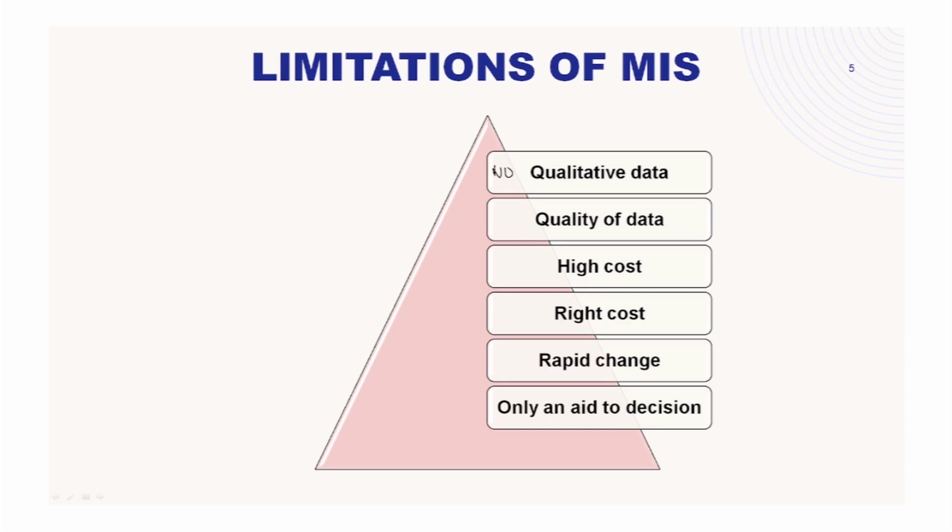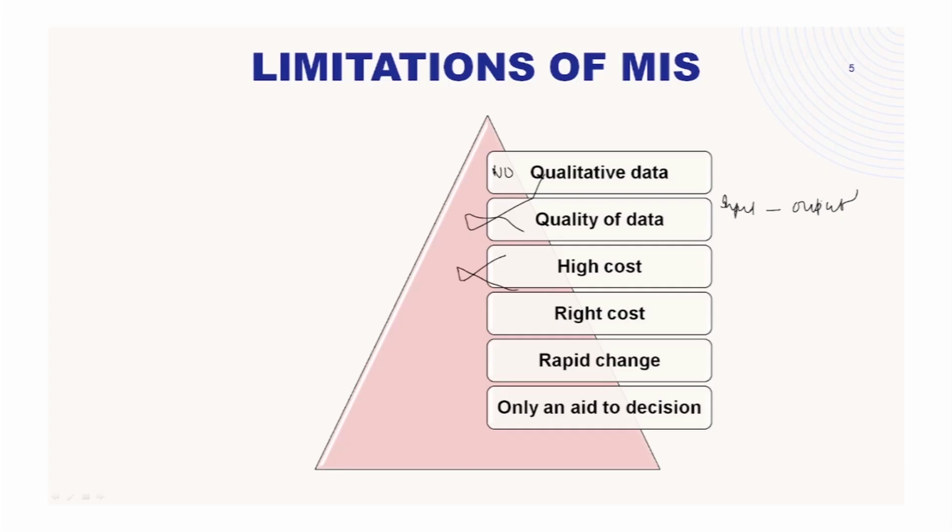Quality of data, so this talks about the input output ratio. How you put the input in the MIS, the output will be likewise. So when you put garbage in, the garbage out will be there. So it totally depends upon the quality of the input. Cost is high: in the installation of the MIS software, the cost is too high. So small companies may not be able to use the MIS data for the purpose of decision making.